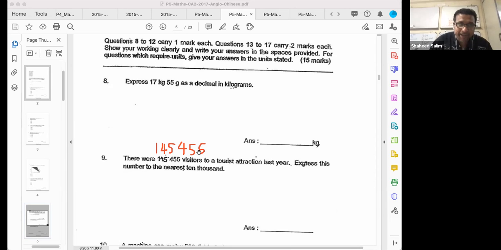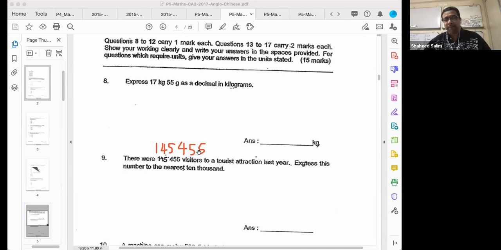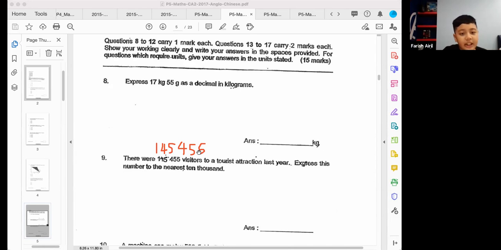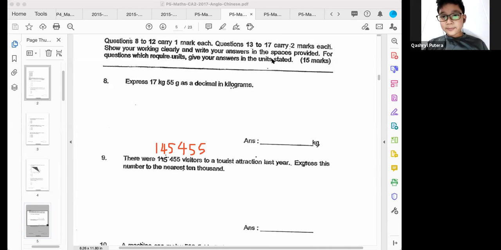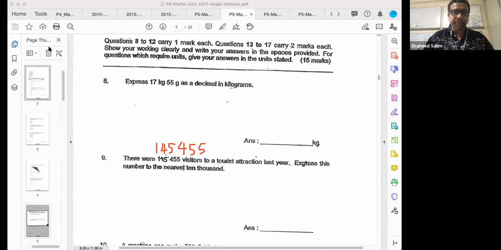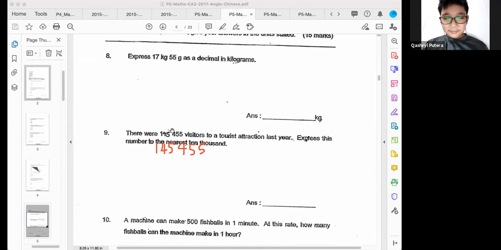Okay, come. Question number 8 and question number 9. This is decimal for question number 8, rounding off for question number 9. Someone, what question do we do? Question 8 and 9. There's only 8 and 9. Can you move it to the top? Perfect.